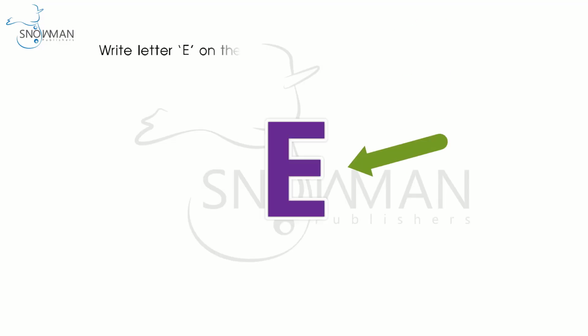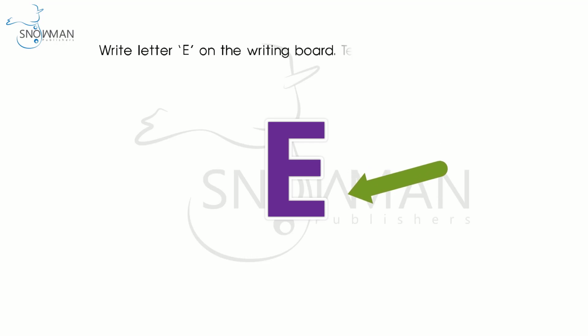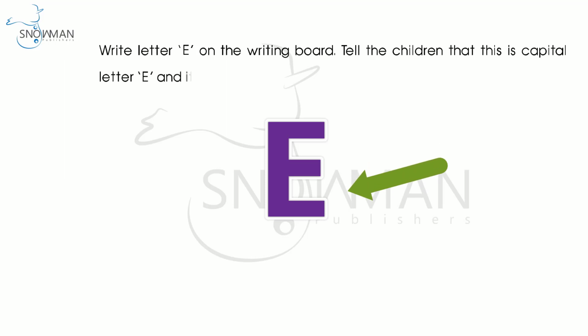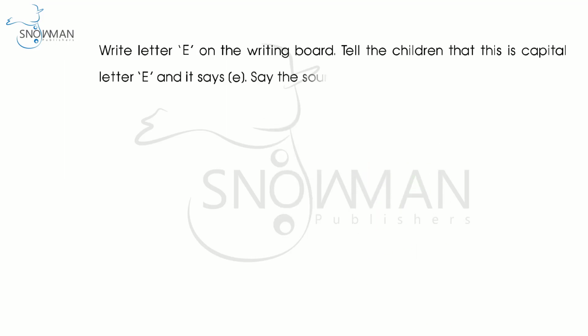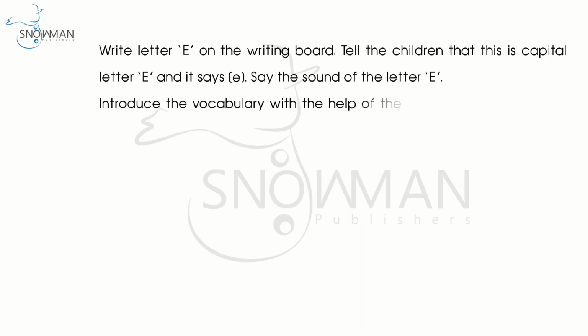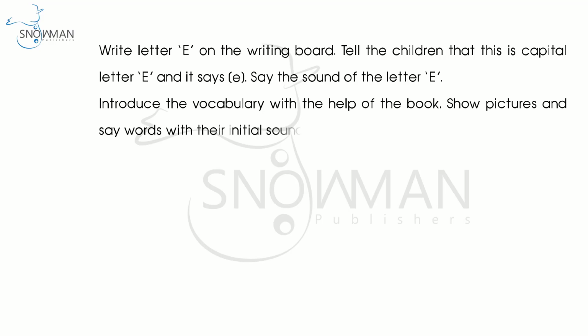Write the letter E on the writing board. Tell the children that this is capital letter E and it says E. Say the sound of the letter E. Introduce the vocabulary with the help of the book. Show pictures and say words with their initial sound.